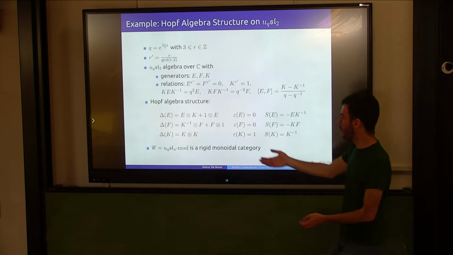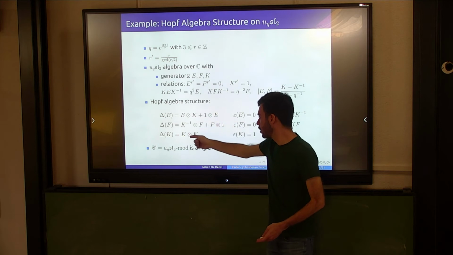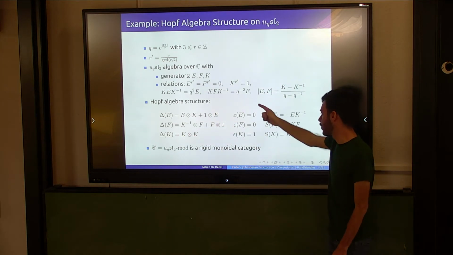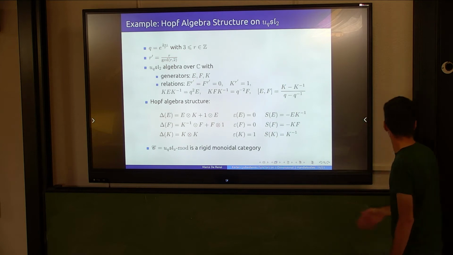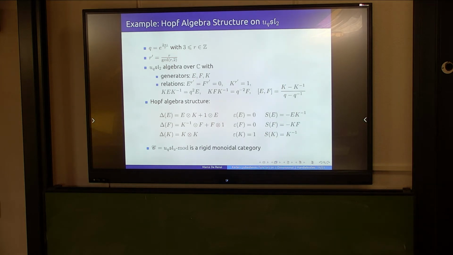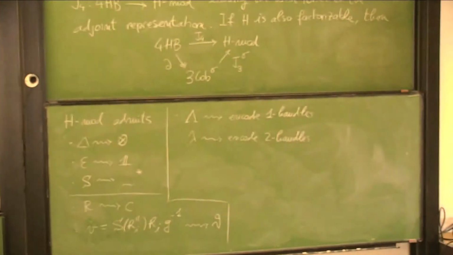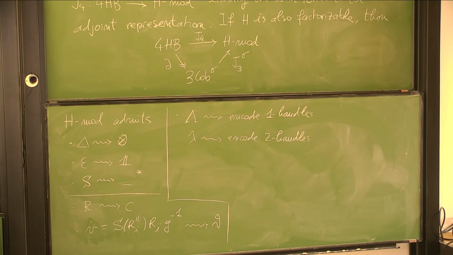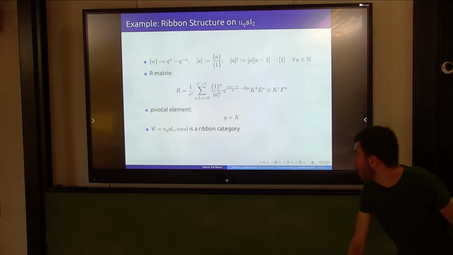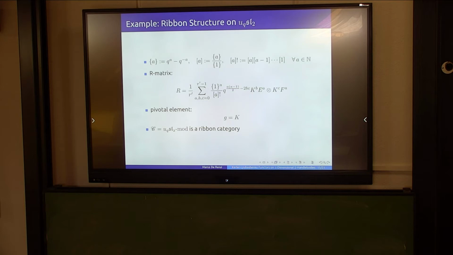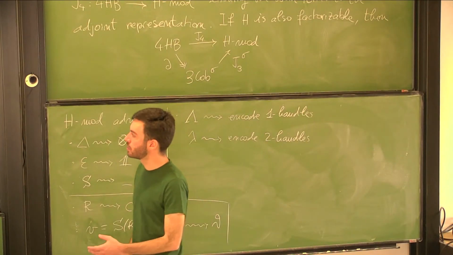These are the formulas for the coproducts of the generators, for the counits of the generators, and for the antipode of the generators. And as I mentioned here, up to here, these pieces of structure ensure that U_q(sl2)-modules form a rigid monoidal category. So it's a monoidal category with duals. Very good. Then we can provide this category with a ribbon structure.